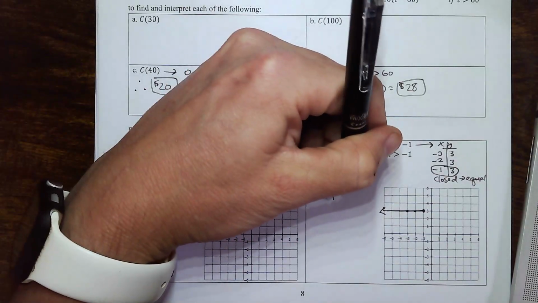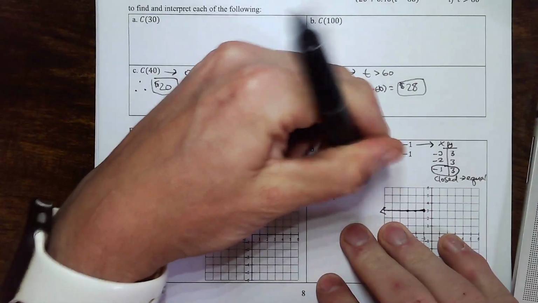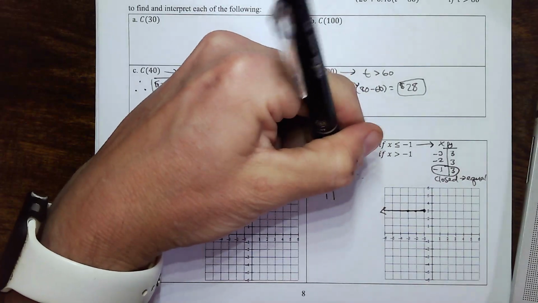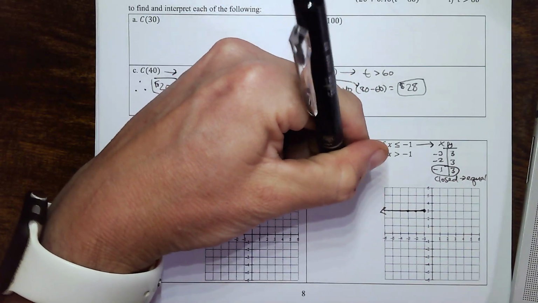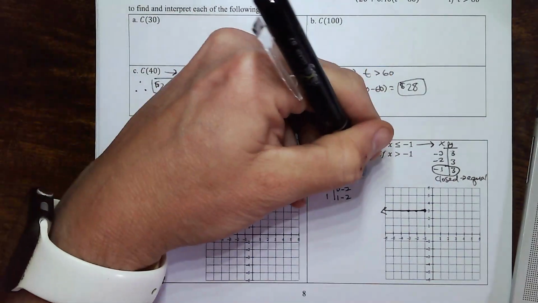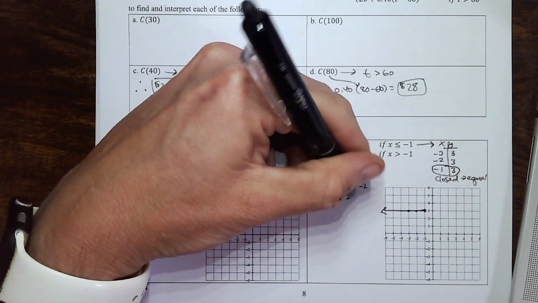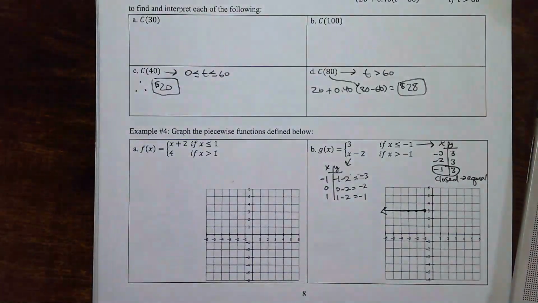And what I'm going to do is plug those values into my function. I'll write them over here. You don't have to, I'm overdoing it here. -1 minus 2, 0 minus 2, and 1 minus 2. So you're down $1, you lose 2 more dollars. Now you're down 3. 0 minus 2 is -2. 1 minus 2 is -1.